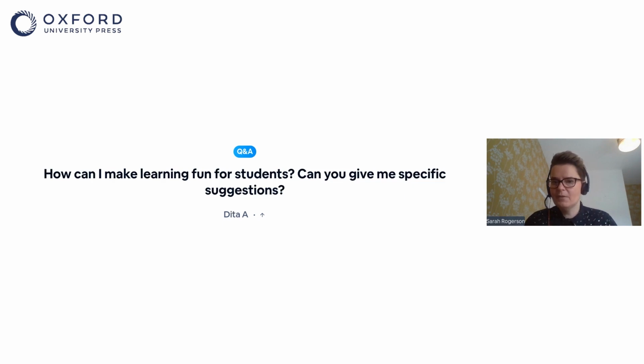Maria says using QR codes is quite fun, and Yvonne is talking about word wall. So hopefully you've got some ideas about how we can make learning fun in the classroom.